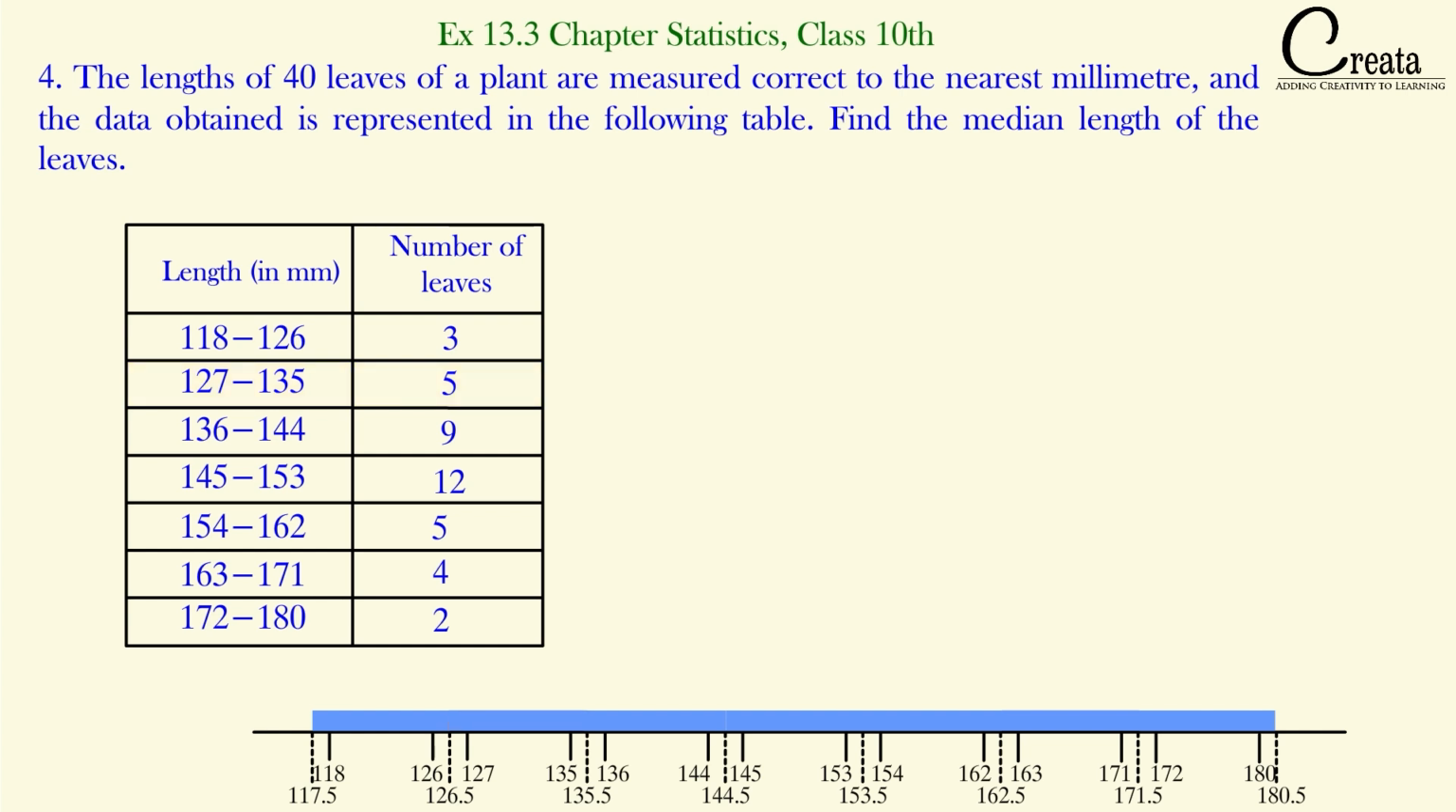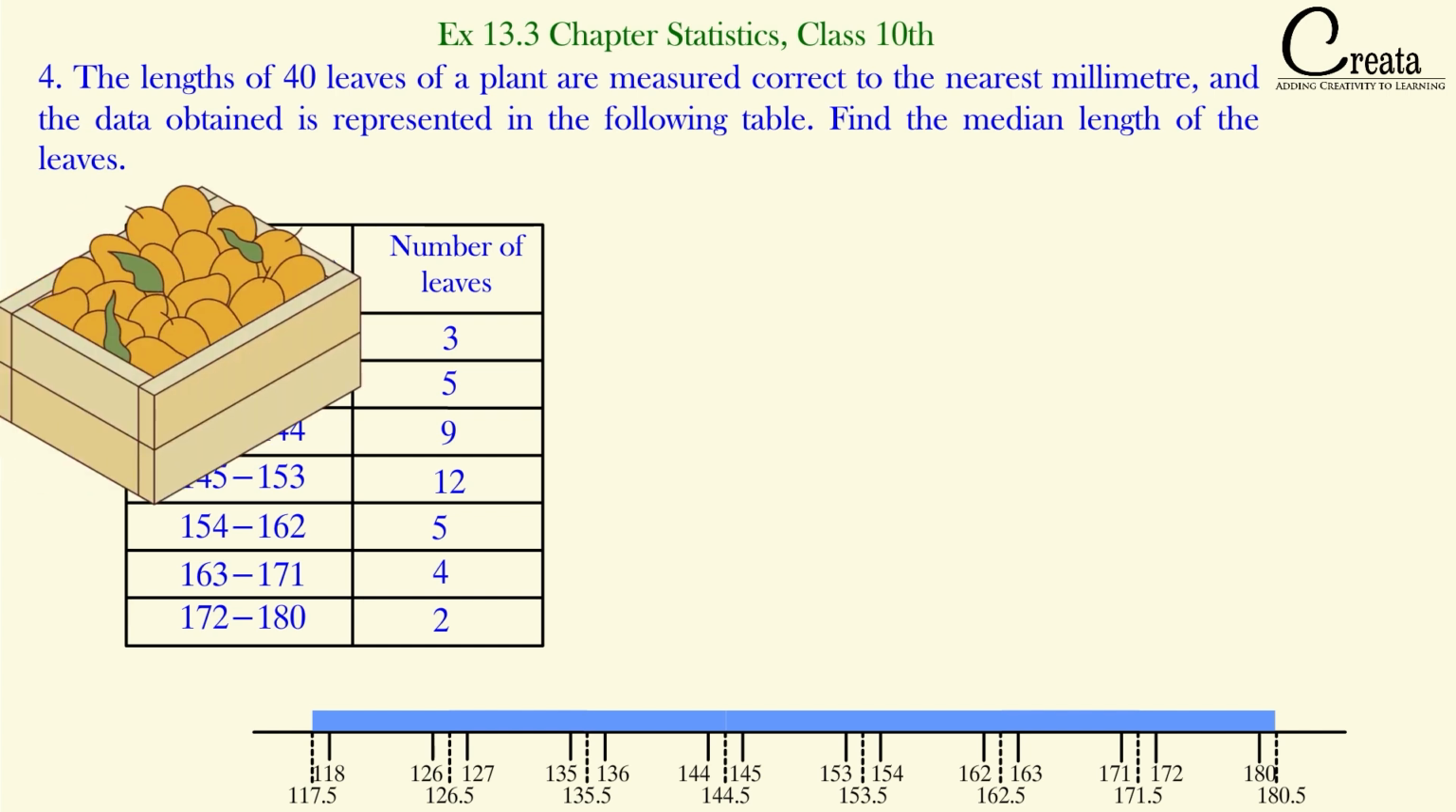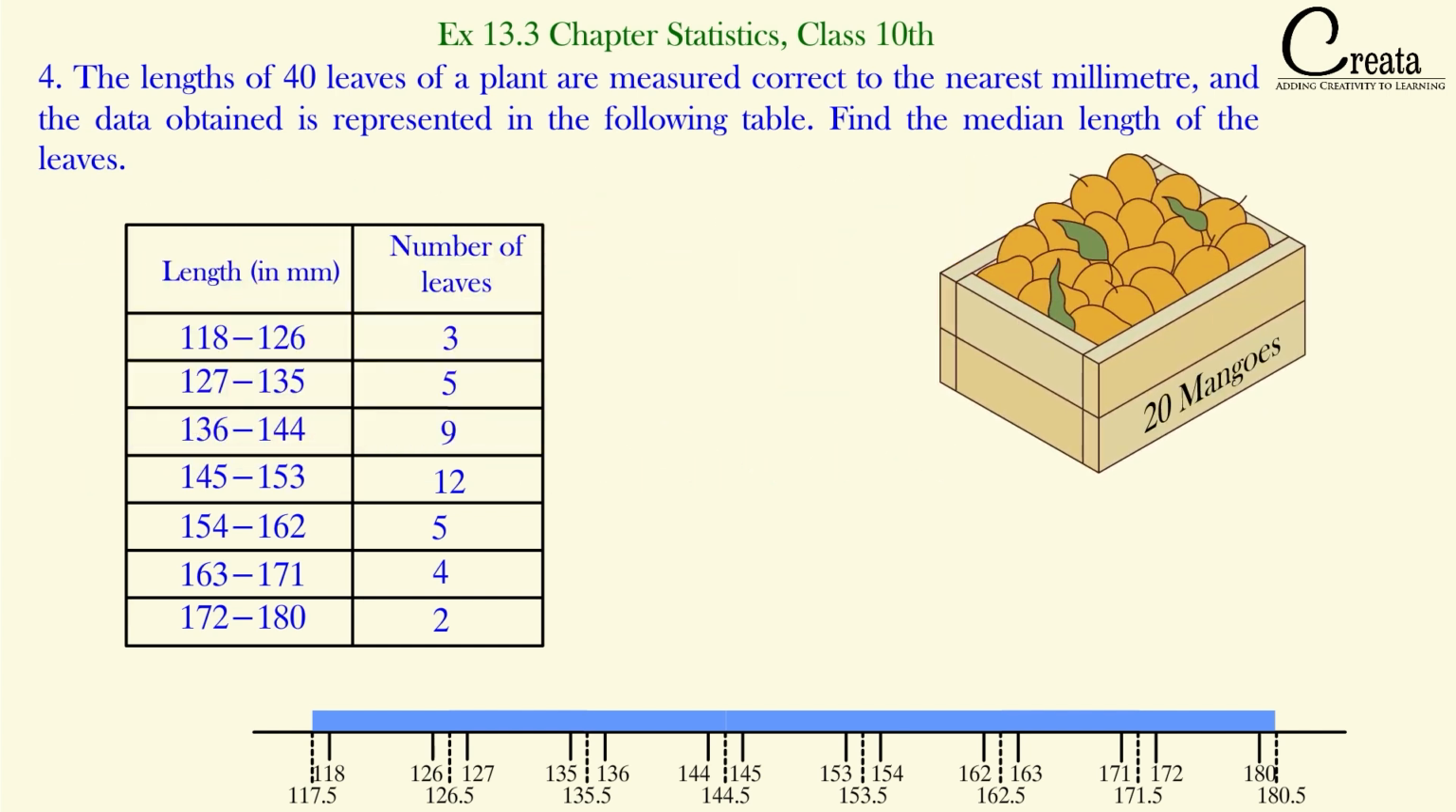Just for understanding, I am taking one more example. It will be a quick example. We have a box of mangoes. Suppose we have 20 mangoes in this box. Can we say the number of mangoes in the box is between 15 and 25? Yes, we can say so. It has 20 mangoes, which lies in this range.